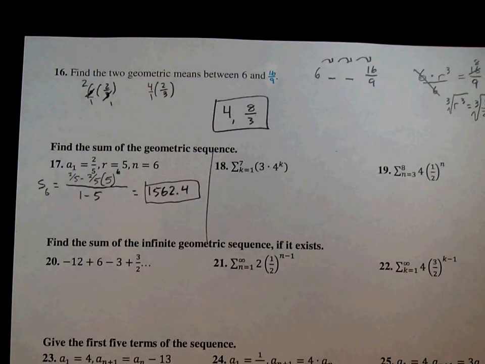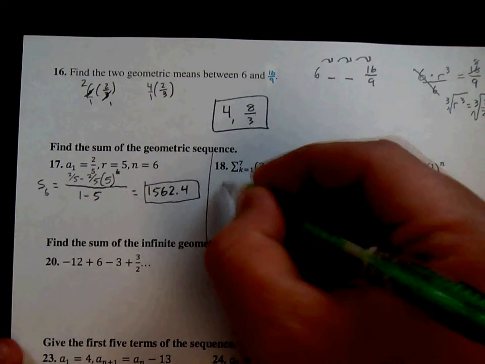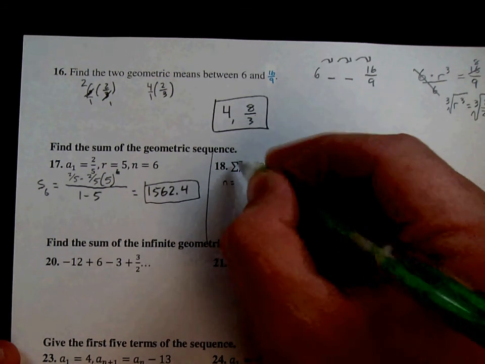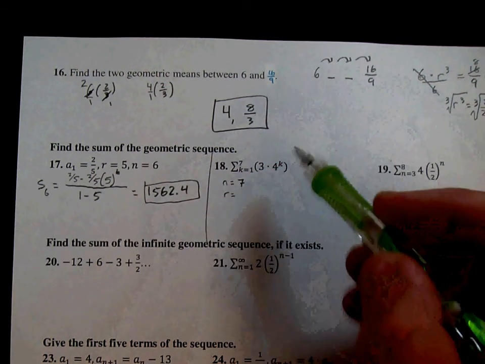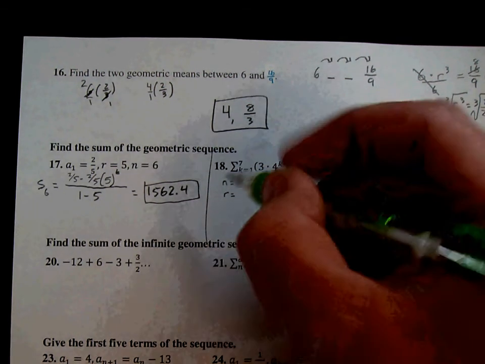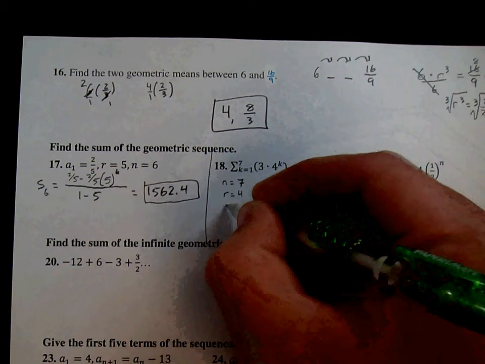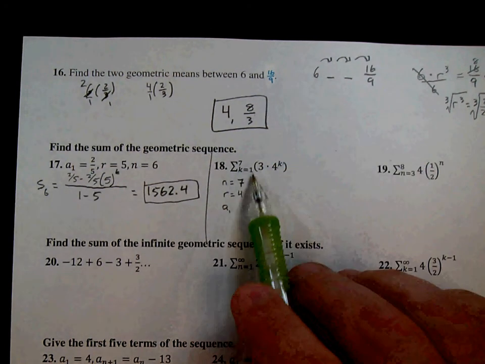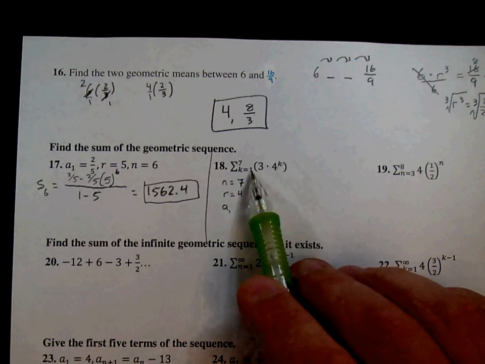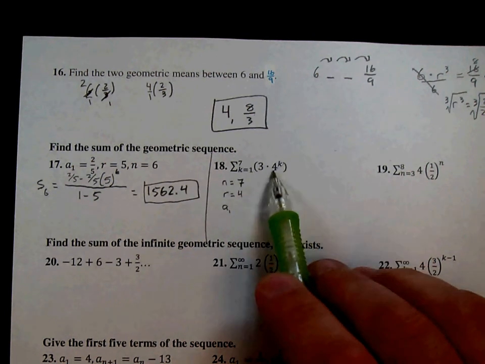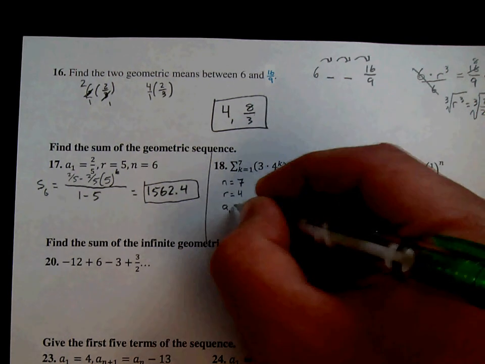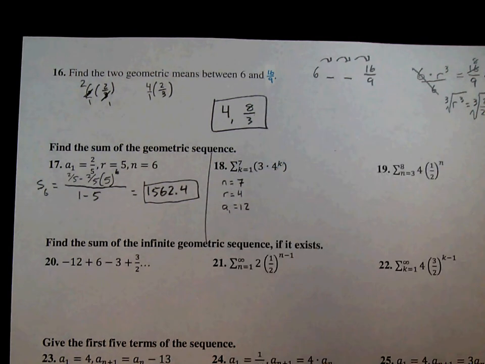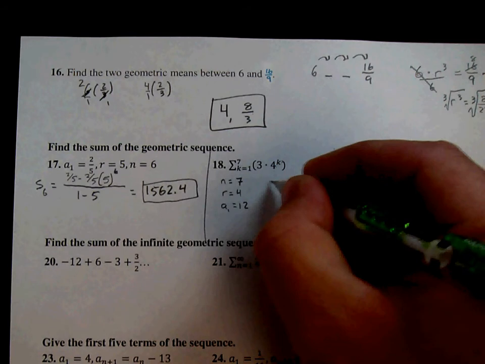Number 18. All right, so we need to know the number of terms, which from 1 to 7 is 7 terms. I need to know what r is. That's the number that got raised to the exponent. The k is on the 4, so 4 is your r. And I need to know the first term. To find the first term, you plug 1 in. So it says to start with 1, so plug 1 in here. So we have 4 to the first power, that's 4, times 3 is 12. So we have a first term of 12. Now plug those into our formula.